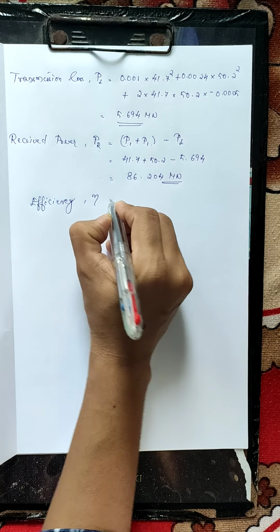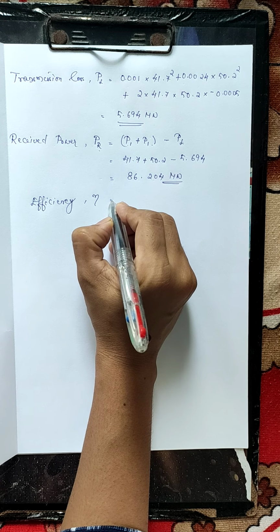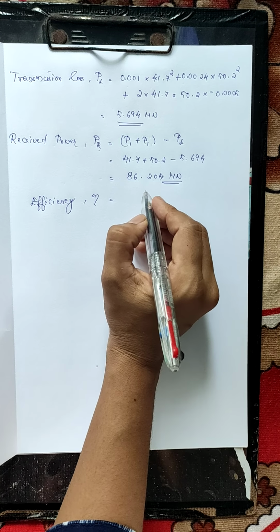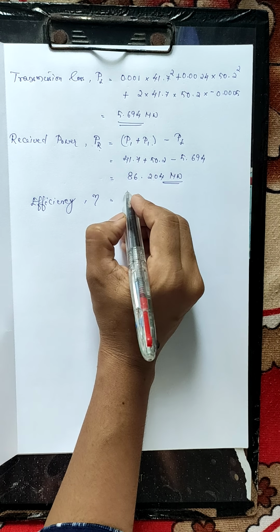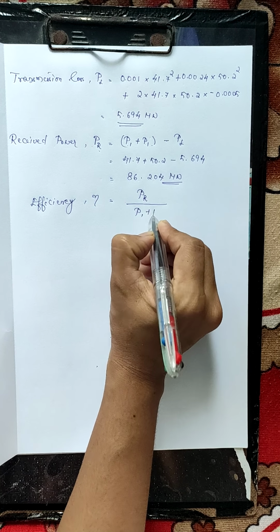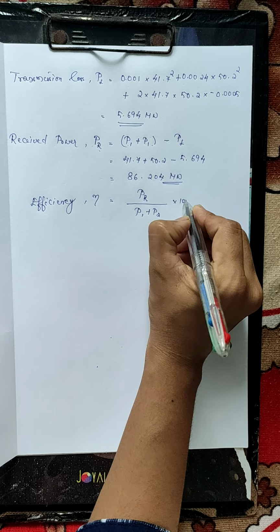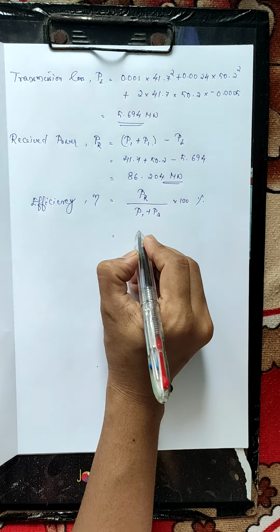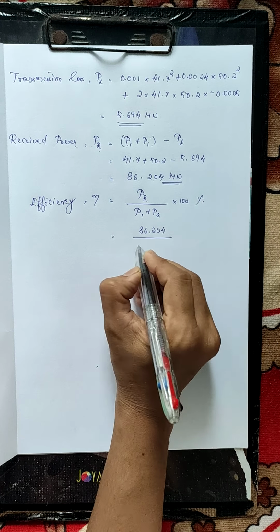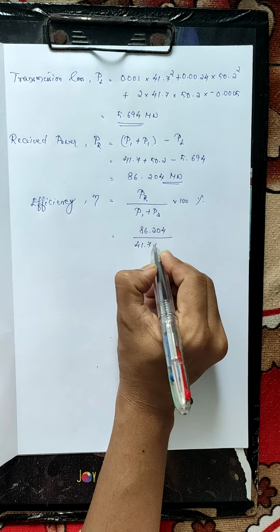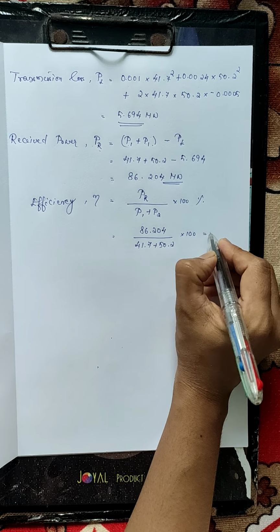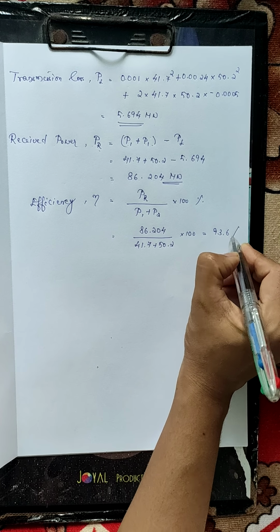So now we have to calculate efficiency of the transmission system. Efficiency of the transmission system will be total power received by the load divided by total power generated into 100%, that is 86.204 divided by 41.7 plus 50.2 into 100%, which will be equal to 93.6%.